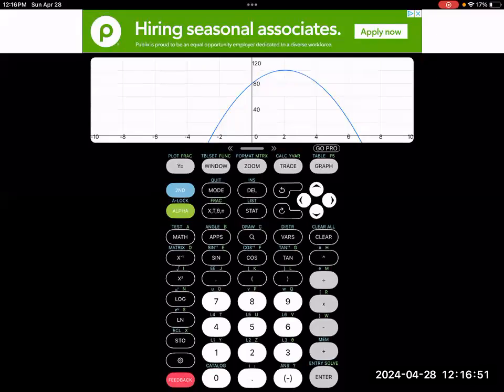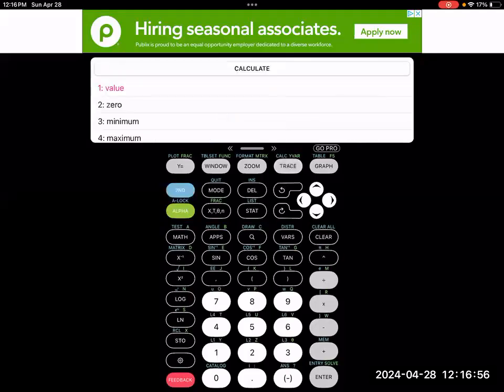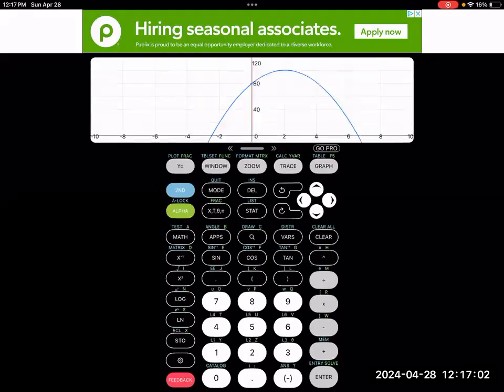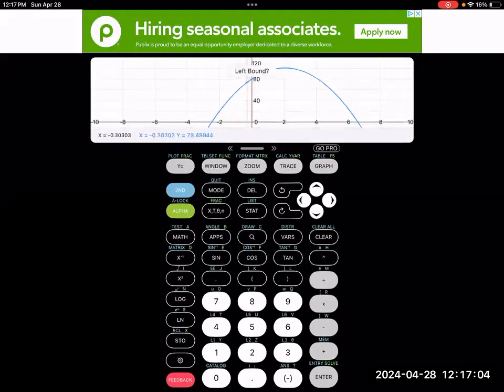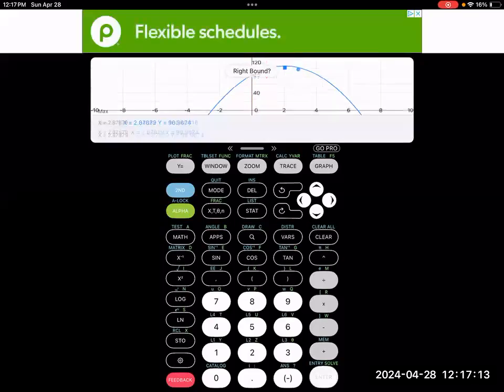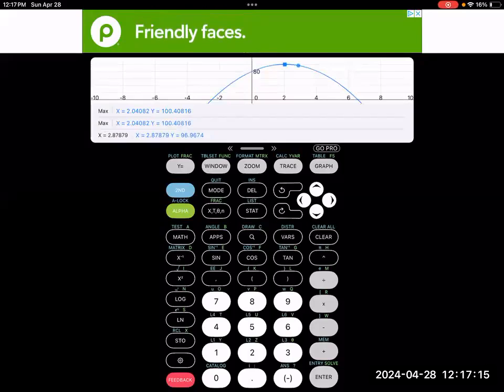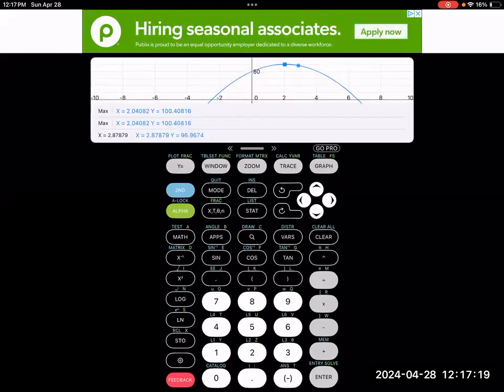So let's go ahead and find your vertex by hitting second trace, and all the way down, we now have to determine, was it a max or a min? Well, with it being concave down, we have a maximum. So it says left bound. It just means get to the left of your max, which I'm now at the left. Let's do it to the right. Go ahead and hit enter. And then there you have your maximum height, 2.4 and 100.4.